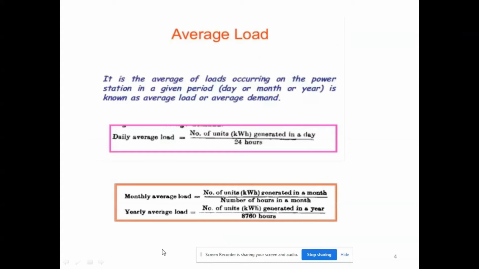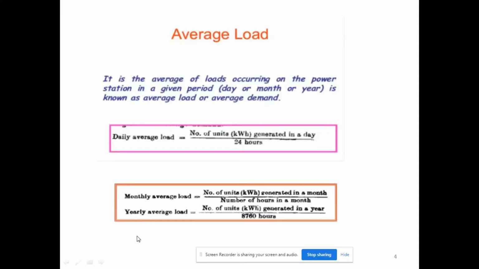Let us see average load. It is the average of loads occurring on the power station in a given period. It may be day or month or year. It is known as average load or average demand. Here we have three average loads: daily average load, monthly average load and yearly average load.